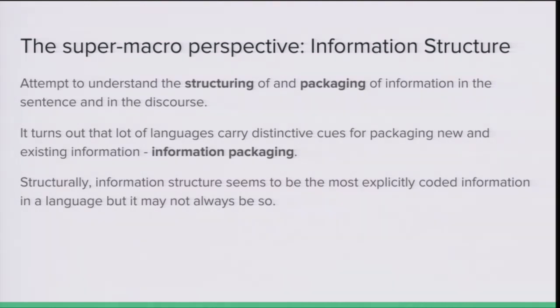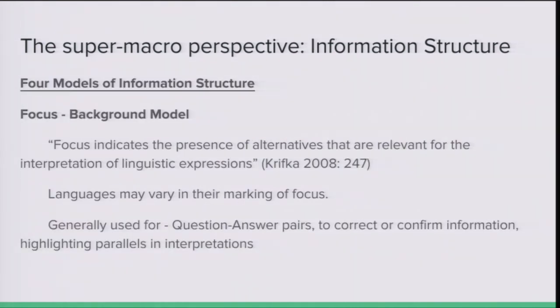It turns out that almost all the languages will have this in their speech. In written discourse, a lot of languages carry very distinctive cues for packaging new and existing information. So they make distinction between these two kind of information. Right, and among all the others, this is probably the most explicitly coded information in a language. So there have been tons of models of information structure, and they overlap a lot.